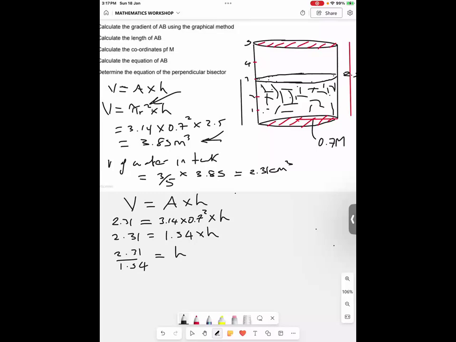Waiting, guys, waiting for the answer. 1.5. So that means the height of this here is 1.5 meters. All right. So basically then, the water that is in the tank has reached a height of 1.5 meters. Okay, and that's it. That's how you record that question.